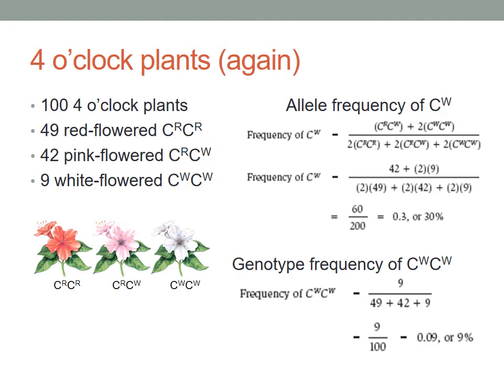There's 100 plants, and you count them. You find 49 are red, 42 are pink, and 9 are white. Okay, well then you're told to calculate the allele frequencies and the genotype frequencies for the white plants.